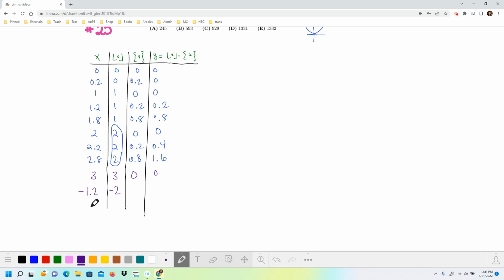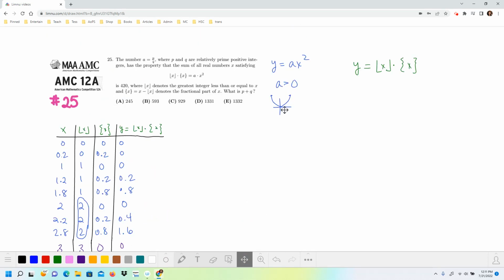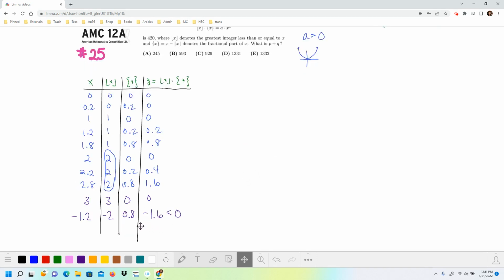For example, at negative 1.2, the floor is negative 2. The fractional part is 0.8. We get a y that's negative. And since our parabola has a greater than 0, it's an upward opening parabola. So we're not going to have any intersecting points when x is negative, and we can ignore those.